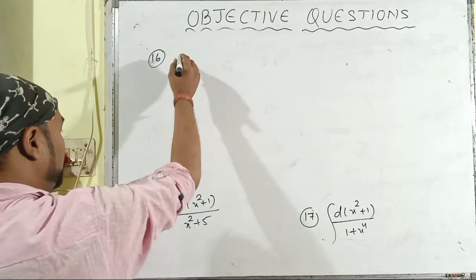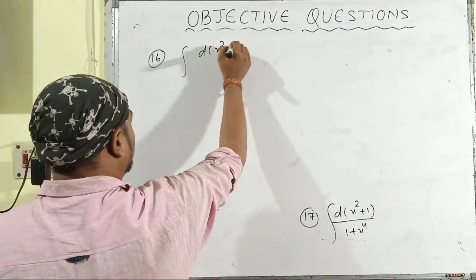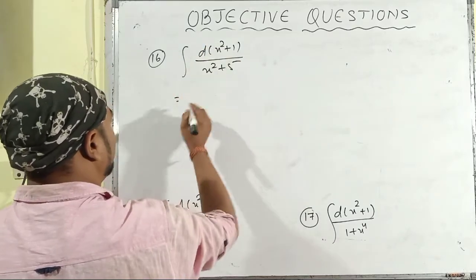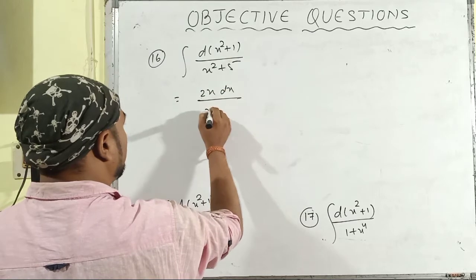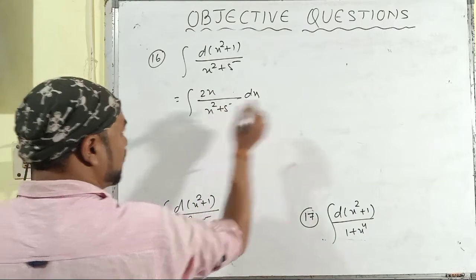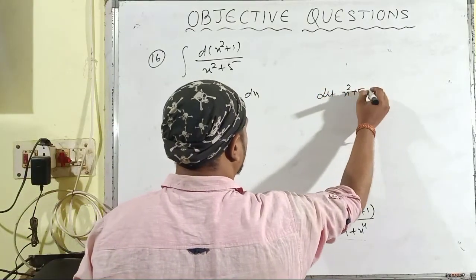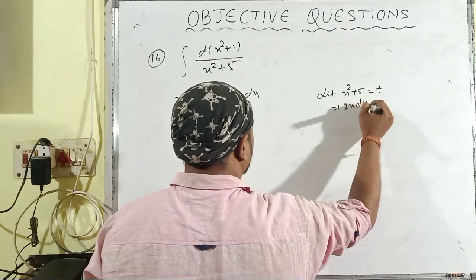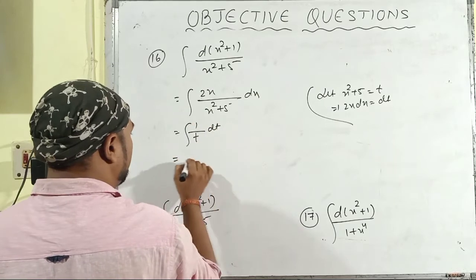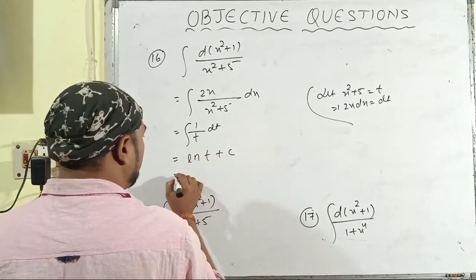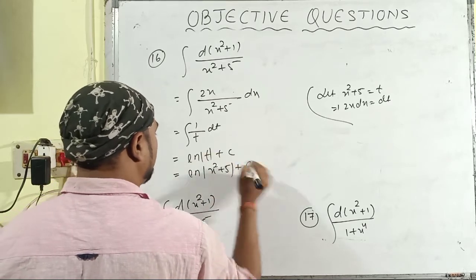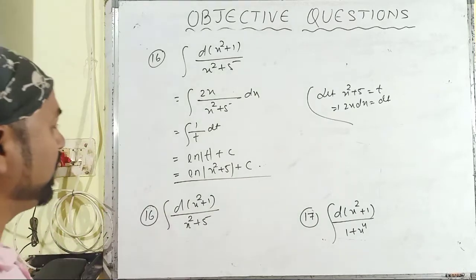Here is problem number 16. It is a different type of problem. Differentiation of x square plus 5, you know, is 2x dx. Assuming this as t, let x square plus 5 as t, then 2x dx will be dt. So it is 1 upon t dt. That means it is ln t plus c, that means ln of x square plus 5 plus c. And here is your final answer.